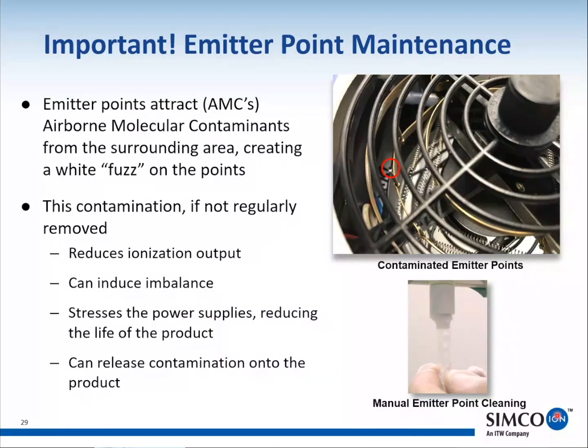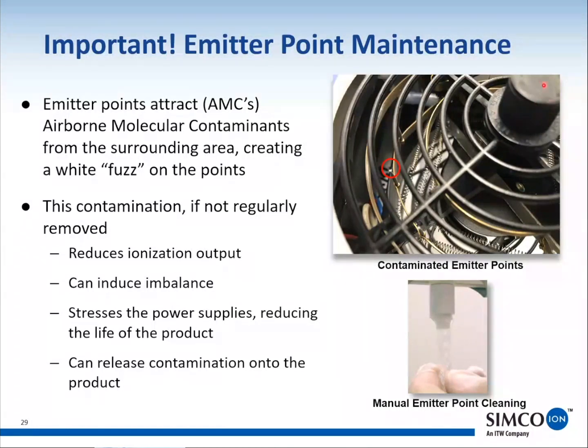Emitter point maintenance. One of the key problems with corona ionization is that it tends to condense what we call airborne molecular contaminants. Here's a picture that Tim provided. He found this at a supplier of yours, and this ionizer was not performing. The decay times were excessively long, if they were occurring at all. The balance may have been off as well, I don't know. But once he cleaned these emitter points, the ionizer popped right back in and was working fine.